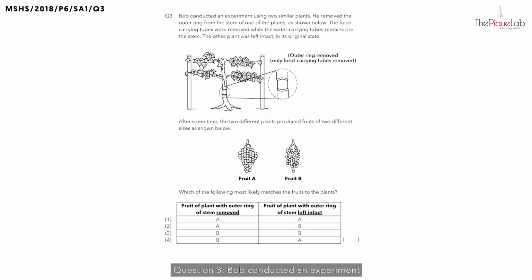Question 3. Bob conducted an experiment using two similar plants. He removed the outer ring from the stem of one of the plants as shown below. Now, they mentioned that the food-carrying tubes were removed while the water-carrying tubes remain in the stem. However, for the other plant, they mentioned that both the food and water-carrying tubes were left intact in its original state. Now, after some time, the two different plants produced fruits of two different sizes as shown below.